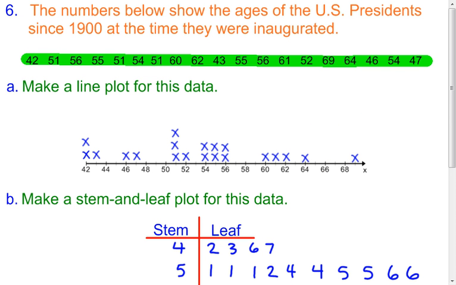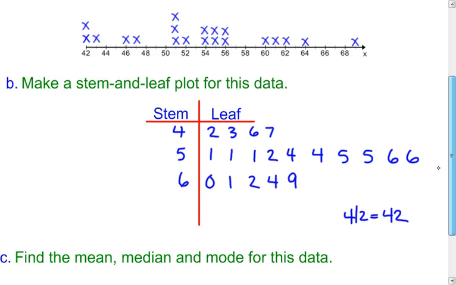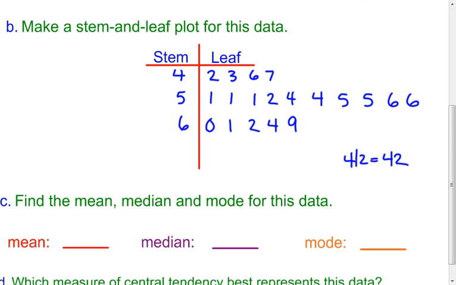All right, here we go. I've got a set of numbers that you were supposed to put in a line plot. I've already got that done because that was on a previous video, so you can hit pause and do it and just copy mine. And then you also need to make a stem and leaf plot for this. And again, you need to find the mean, the median, and the mode.